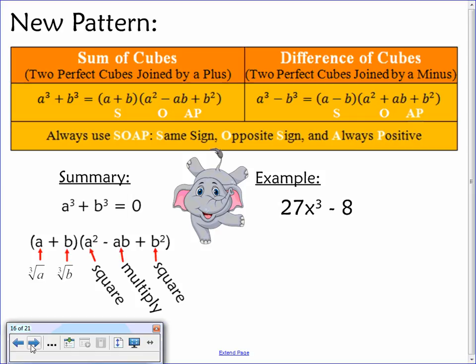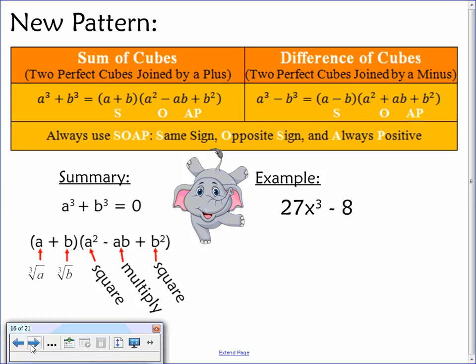Then to fill in the second parenthesis, this is a little different. We actually have three terms in that second parenthesis. It's the only type of factoring that breaks down that way, where you have two terms and then three. So you're going to square, multiply, square. The numbers that I'm squaring, multiplying, and squaring are actually here. Once I take the cubed roots, I don't care about this anymore. I'm not even looking at it.